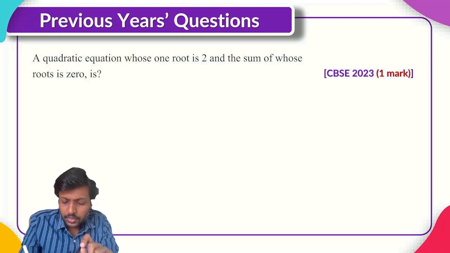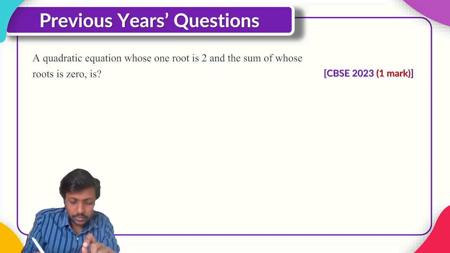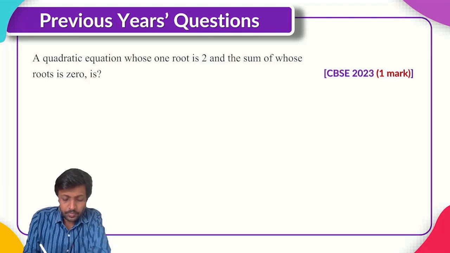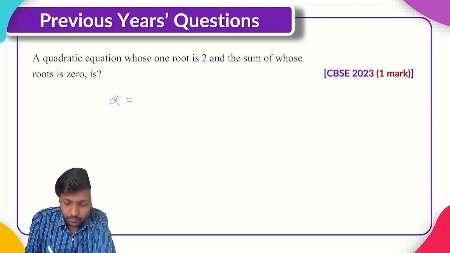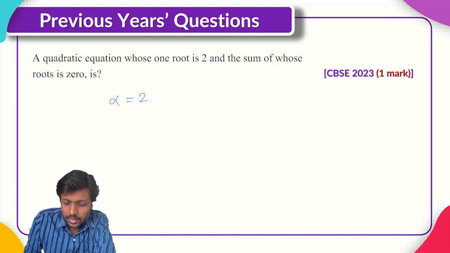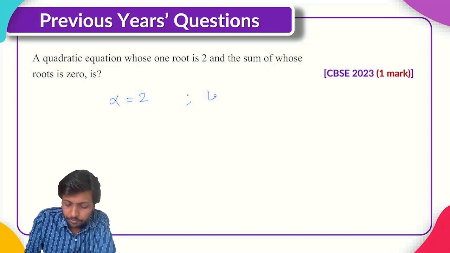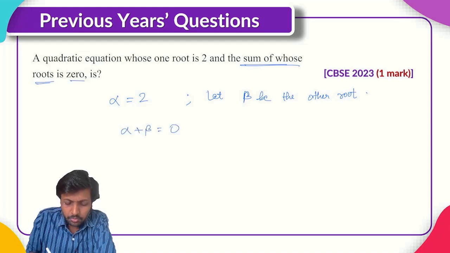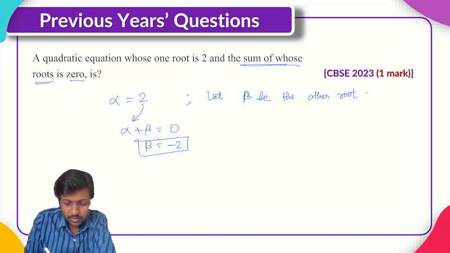We always start with the information that is given to us. One of its roots, let's call it alpha, is 2. And let the other root be beta, okay? It's given that the sum of the roots is 0. That means alpha plus beta is 0. But we know that alpha is 2, so beta will be minus 2. This way, we have both the roots.